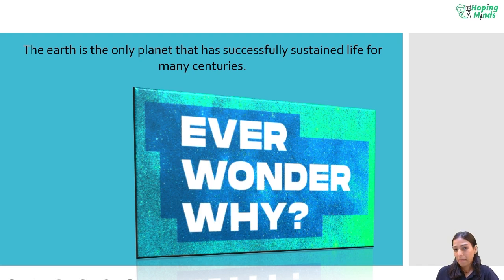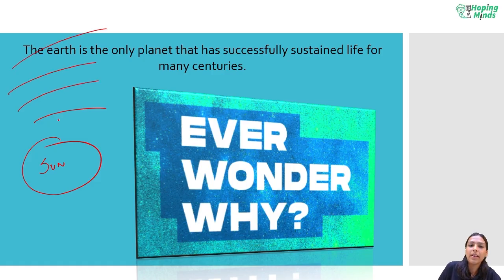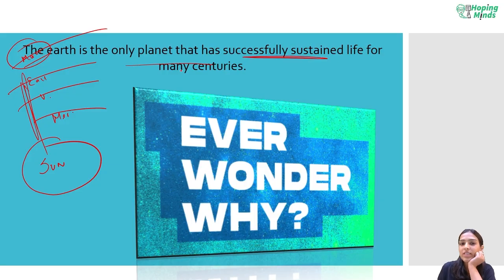An interesting question. Have you ever wondered why the Earth is the only planet that has successfully sustained life ever since the Big Bang happened? Why? What could the reason be? Could the reason be that it is at an equidistant, a very safe distance, from the Sun, with Mercury, Venus, Earth, Mars? Is this equidistance the only reason that our planet Earth has successfully sustained life for all these years? Well, that's one of the many reasons.